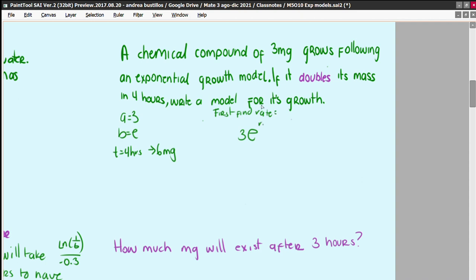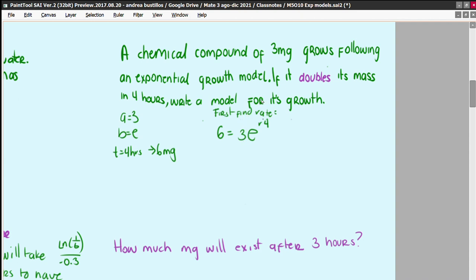So the rate is an unknown, but I know something, that at 4 hours, I have a certain amount of chemical compound that is 6 grams. So at time 4, I have 6 grams. My initial data is 3. And the thing that I do not know is my rate. So to find the rate, I have this exponential equation, and it's going to be solved as usual.